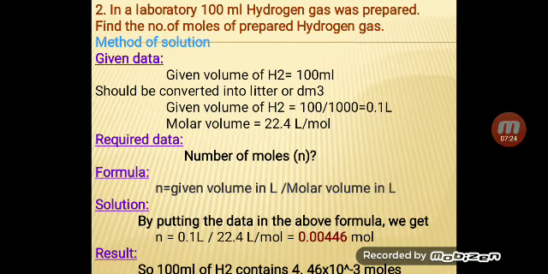So by putting the data in the above formula, we get number of mole is equal to 0.1 liter divided by 22.4 liter per mole. Liter will cancel with each other and we will find 0.00446 mole. So 100 ml of hydrogen contains 4.46 × 10^-3 moles.